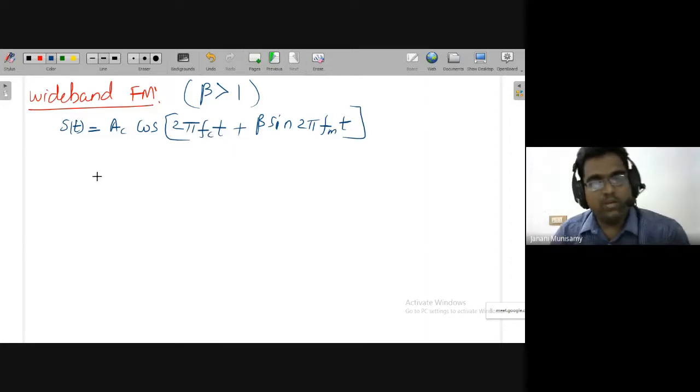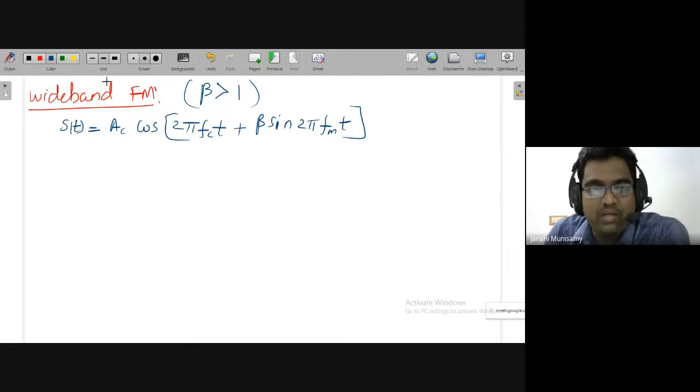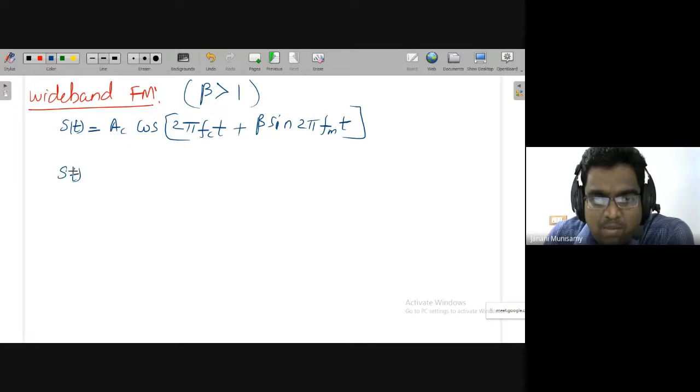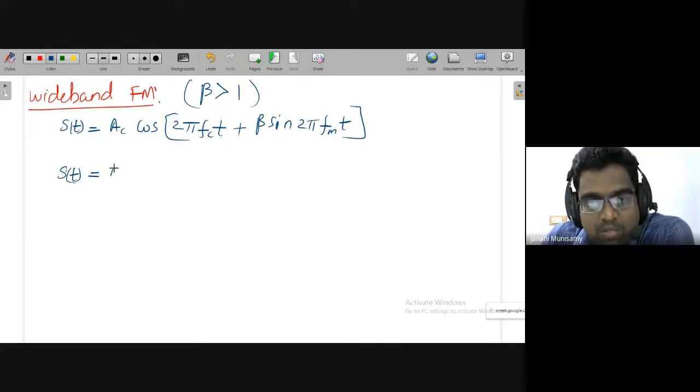In the frequency domain, again before that, if beta is much large, the same equation can be rewritten with the help of the Bessel function. Still, we are in the time domain. Okay, we have not gone for the frequency domain. Please be careful here. That's why I'm still putting S of t only. But we can write in terms of Bessel function. Same equation can be written in terms of Bessel function like this.